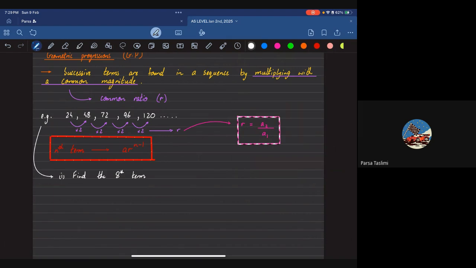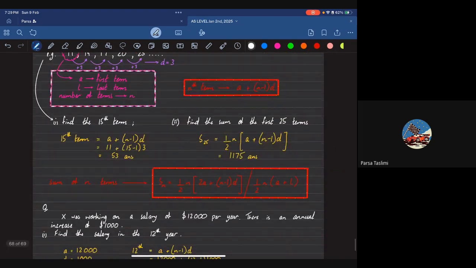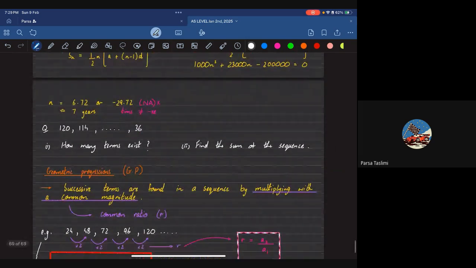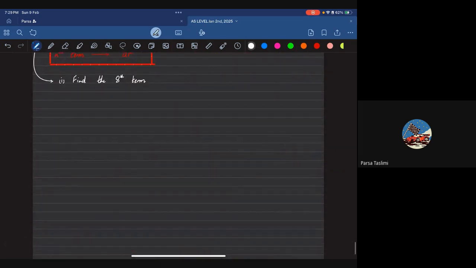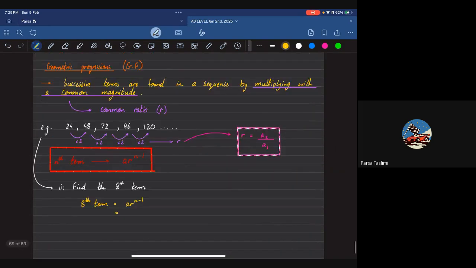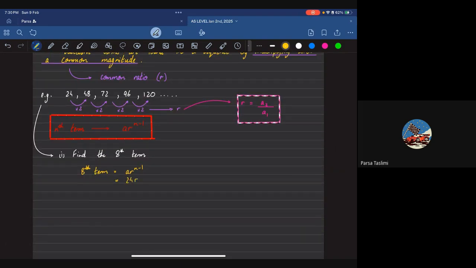Similar to what we've used above, where we took some questions and you just have to put in the formula. How you're going to use the formula is very simple. I think these GP expressions are a bit easier to do. If we're trying to find the eighth term, it's going to be ar^(n-1). What is the first term? 24. r is 2. n minus 1 is 8 minus 1, raised to the power 7.